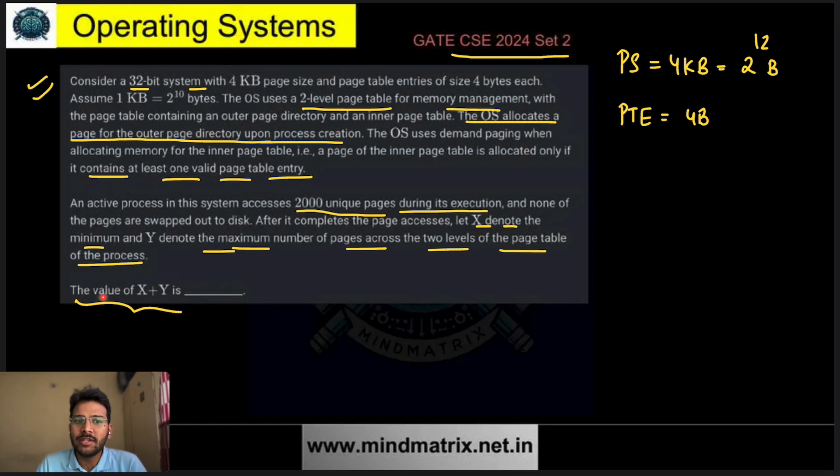So basically, when it is saying in the last line that maximum or minimum number of pages across the 2 levels, it is talking about the chunks, the total chunks that we can have. And we have already solved these questions, right?